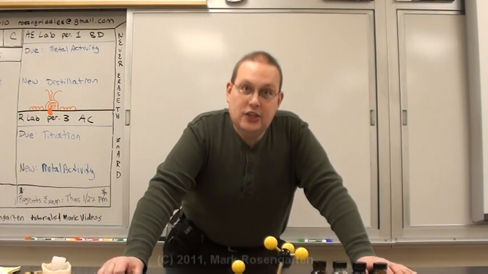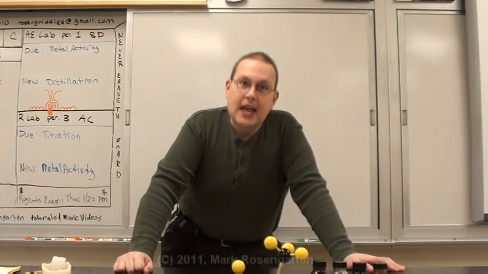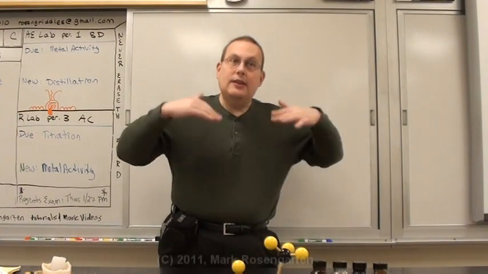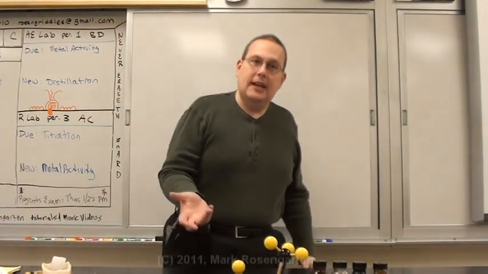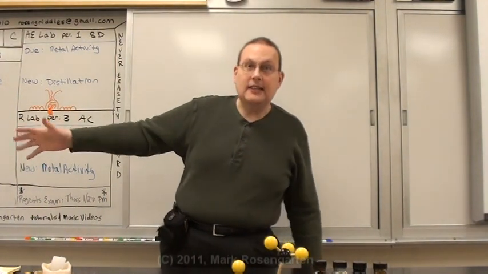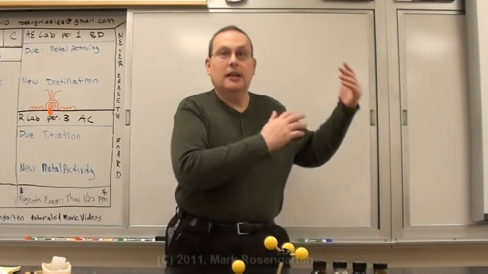That's where distillation comes in, because all different liquids boil at different temperatures. And if you've got a mixture of liquids and you heat them up, gradually they'll boil off one at a time. So you heat it up and the substance with the lowest boiling point will boil off first and you can collect it. And then the substance with the second lowest boiling point boils off and you can collect that.